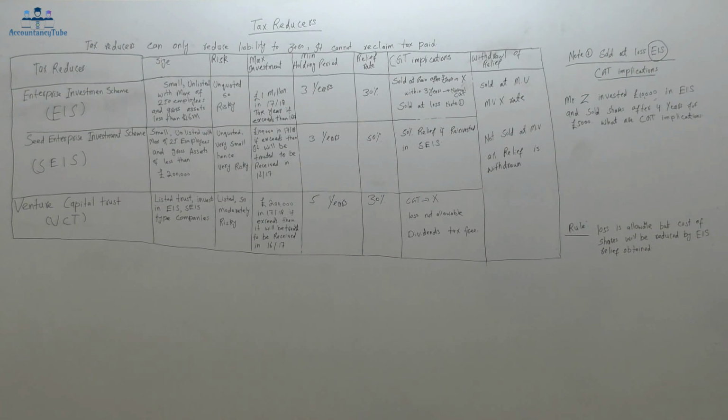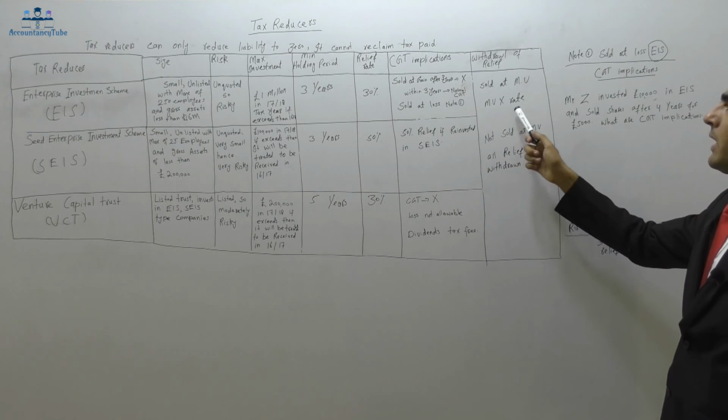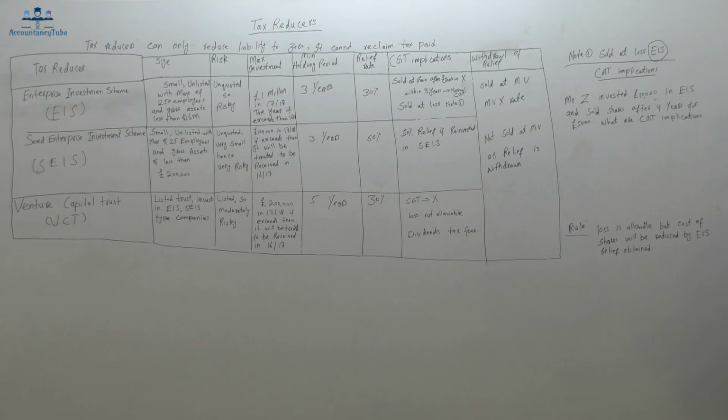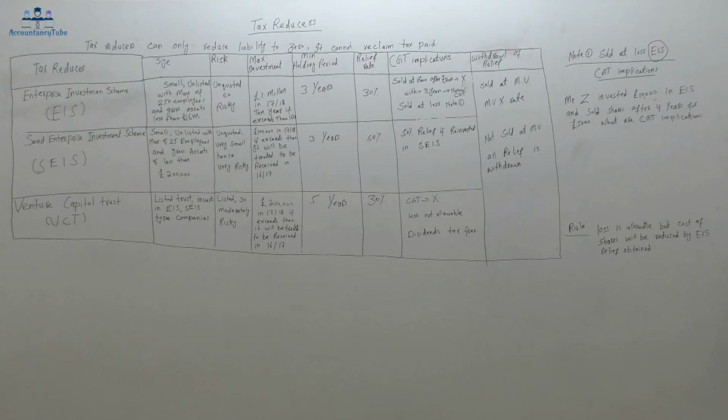However, if you have sold it at the market value, then whatever the market value you have sold it for, multiplied by the rate of relief. So the rate of relief in EIS was 30%. All right, so that's how it works. So that was withdrawal of relief.